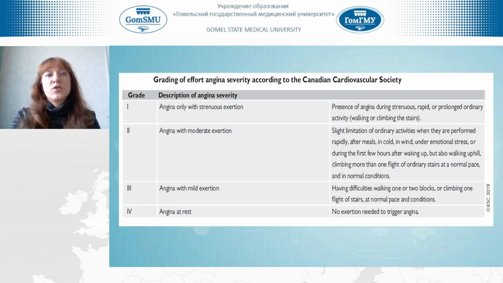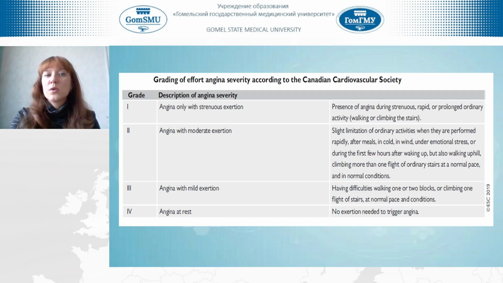This is the grading of angina severity according to the Canadian Cardiovascular Society. First, angina with strenuous exertion: the presence of angina during strenuous, rapid, or prolonged ordinary activity, walking or climbing stairs. Second, angina with moderate exertion: slight limitation of ordinary activities when they are performed rapidly, after meals, in cold, in wind, under emotional stress, or during the first few hours after waking up, but also walking uphill, or climbing more than 1 flight of ordinary stairs at a normal pace and in normal condition.